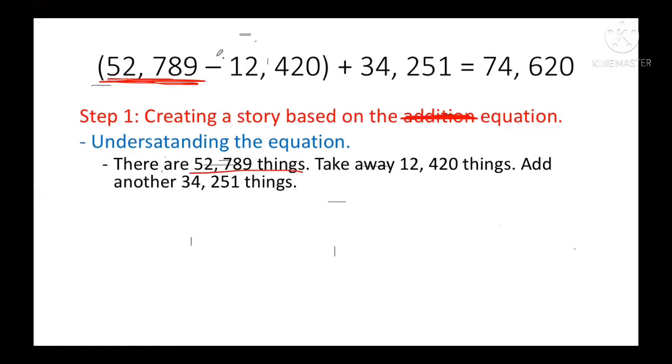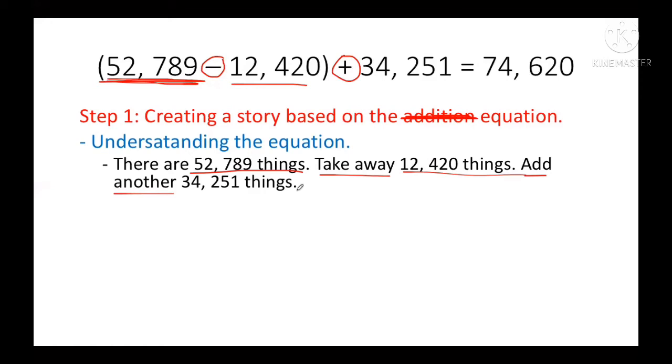Then minus. You can say minus or other words like take away, subtracted by. Here I used take away. This is the easiest word that you can remember, since it means minus, 12,420 things. Then I use another word again for this one: add another 34,251 things.